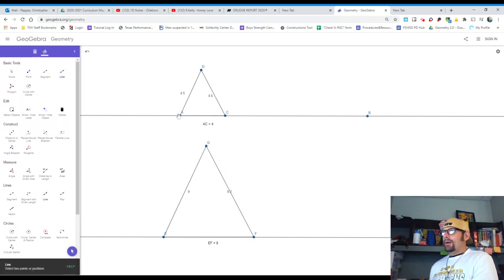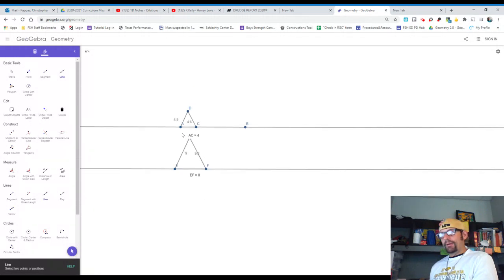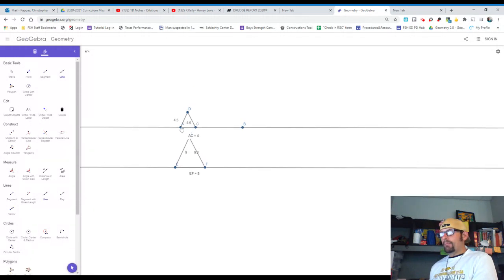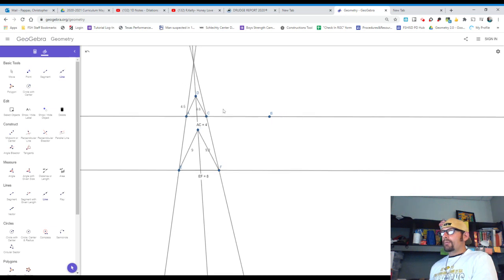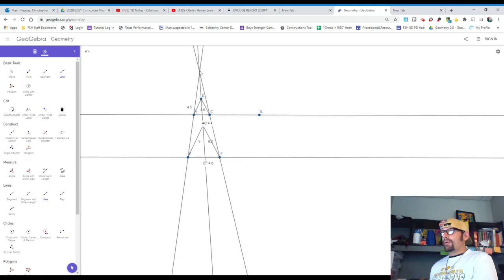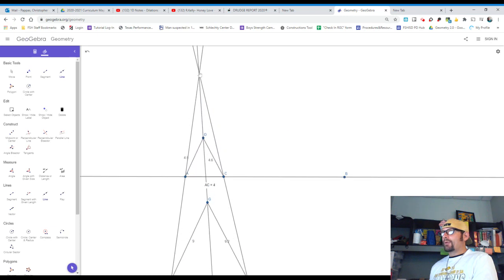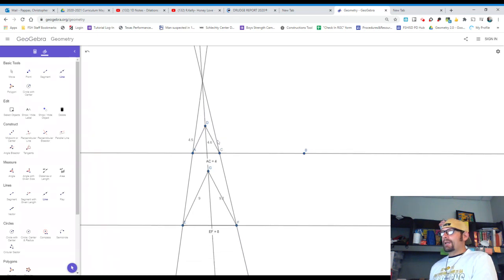And now we'll draw lines through our corresponding points and see if they meet up in the same spot. So A to E, D through G, C through F. And what do you know? All three of those lines converge at one point right there, meaning that these two triangles, ADC and EGF, have been dilated. And if the triangles are dilated, they have been, or they are similar.